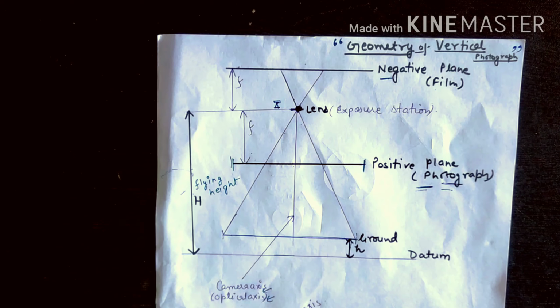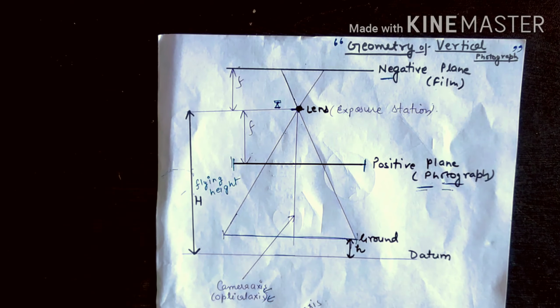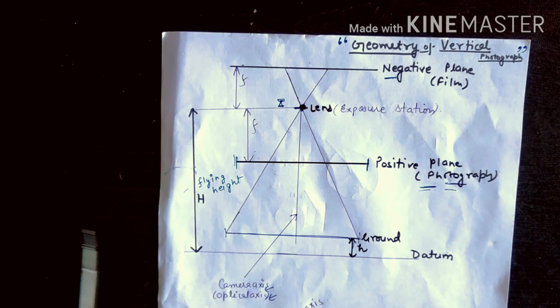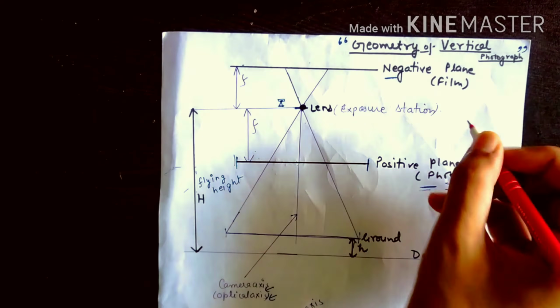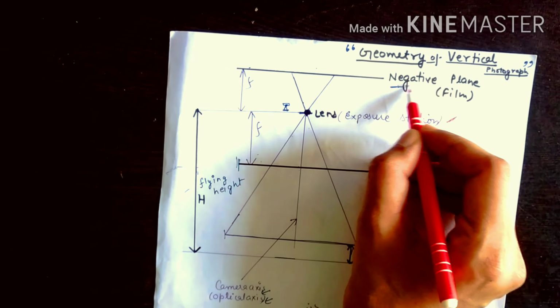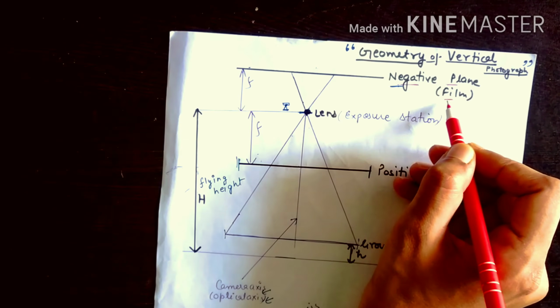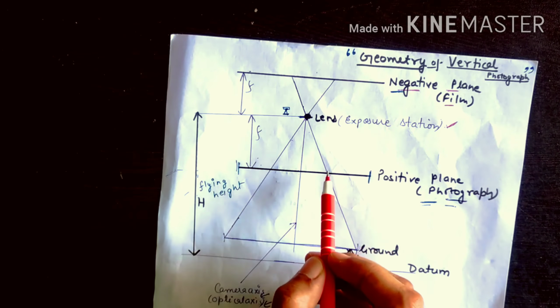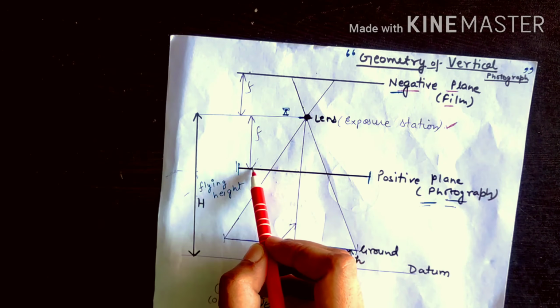Now let us see the 2D diagram of the geometry of a vertical photograph. Here the lens is located here. This is also called the exposure station. From the exposure station to the negative plate, that is the film plate, the distance is the focal length. From the exposure station to the positive plate, the distance is also the focal length.